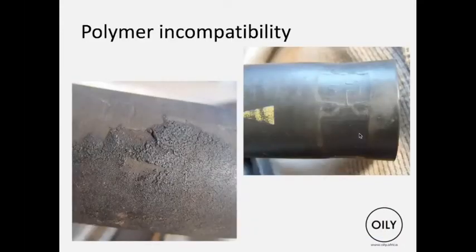So this is the same hose, some antifreeze spilt on the outside of the hose. Look how it's reacted with the hose. You can imagine what it's doing inside. That's why it burst.